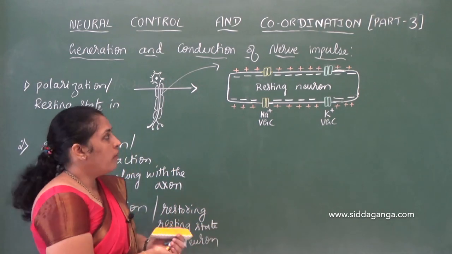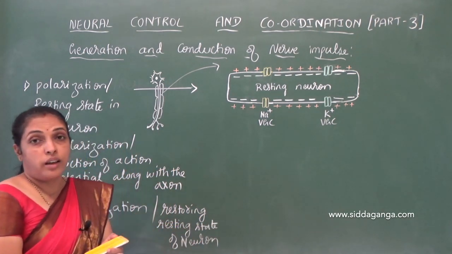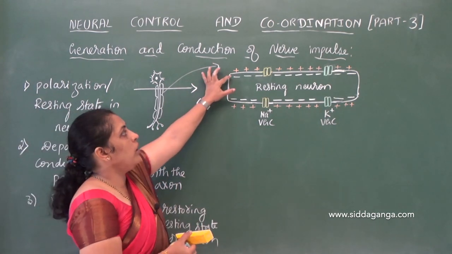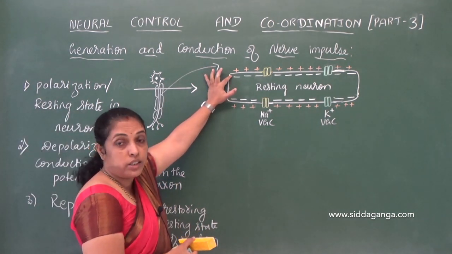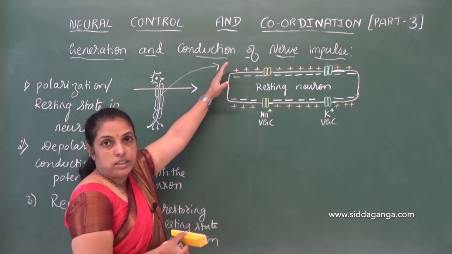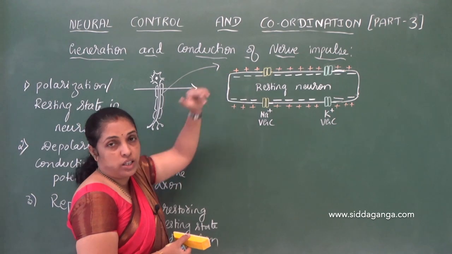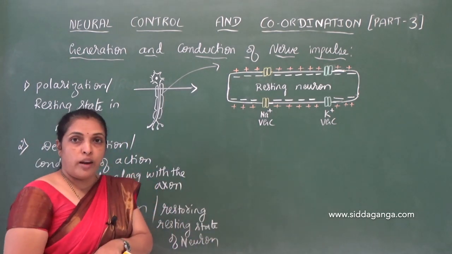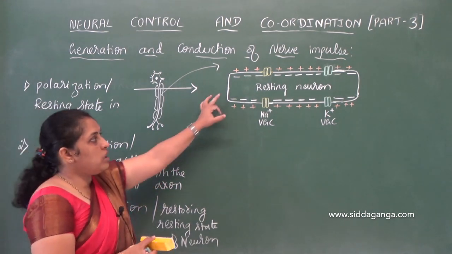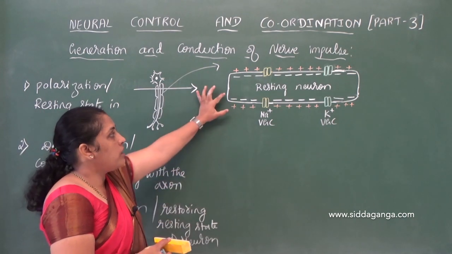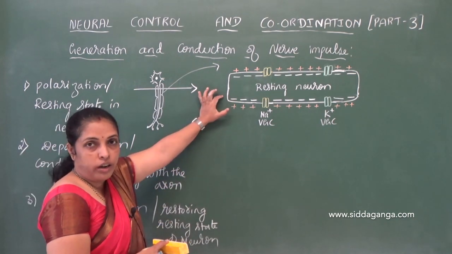See, neurons are excitable cells because their membrane will be in a polarized state. What is polarized state? That is, the membrane, one side will have positive charge, another side will have negative charge. This type of membrane is called polarized membrane. So a resting neuron means there is no stimulus, and that neuron is called a resting neuron.